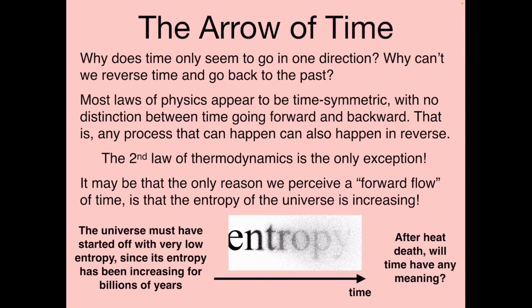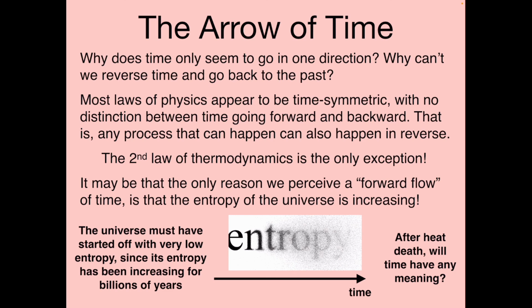Now, the reason this is kind of a mystery is that most laws of physics that we know about appear to be what's called time symmetric. That means there's no distinction in the laws of physics between time going forward and time going backwards. So in other words, any process that can happen forward can also happen in reverse. Now, if you think about just any equation you've seen so far in physics, like F equals ma, in that equation, there's just no distinction between time going forward and time going backwards. It's not built into that equation in any way. And the same holds true for most laws of physics that we know about. The second law of thermodynamics appears to be the only exception that we know about.